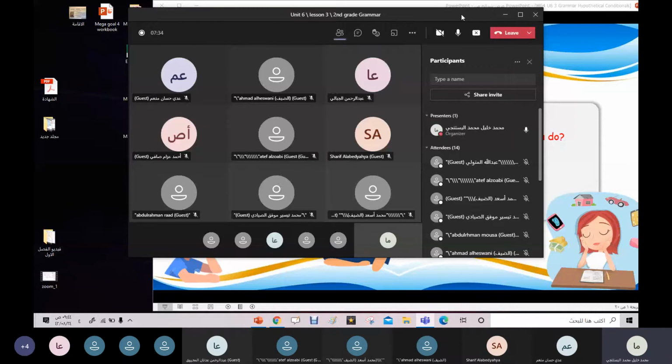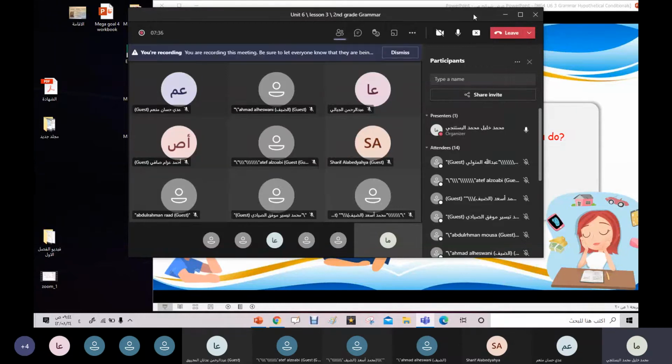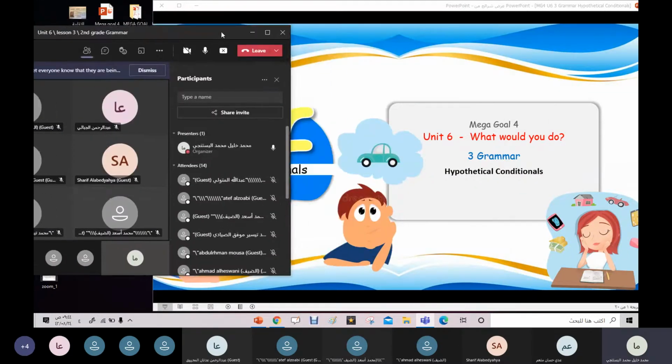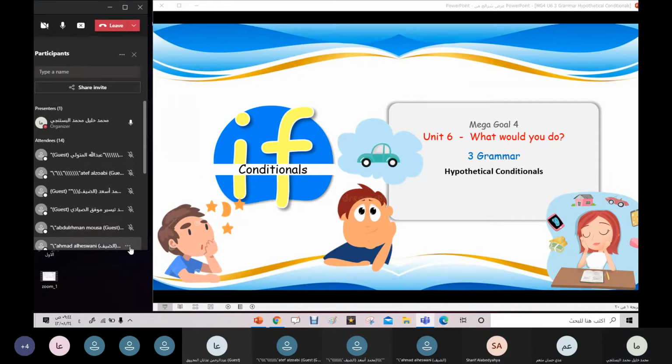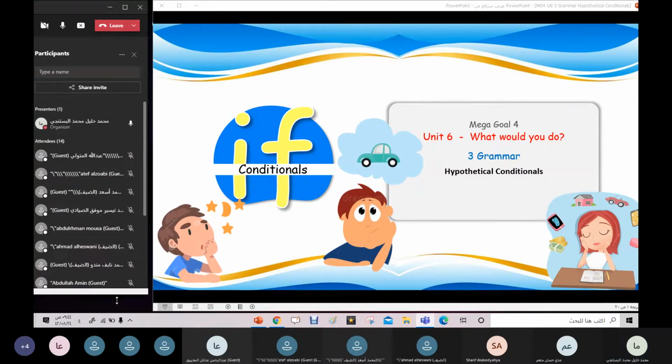Okay. Today we are going to continue with the grammar section, page 84. Look at your books on page 84, lesson 3, unit 6. Today we are going to talk about the conditional sentences, hypothetical conditionals. If clause, if with, conditional sentences.